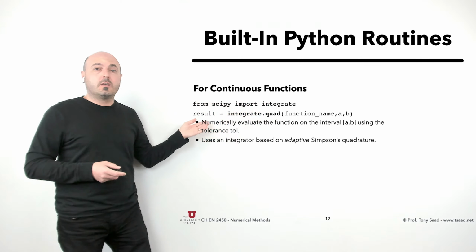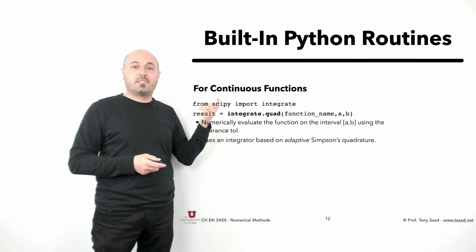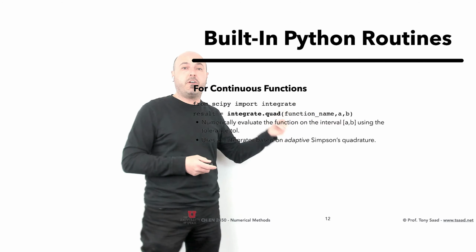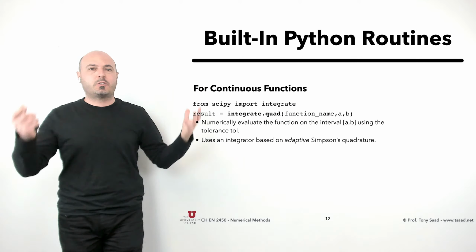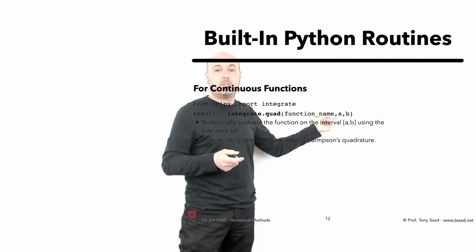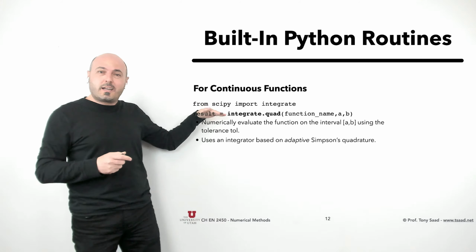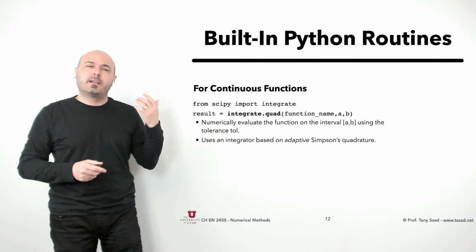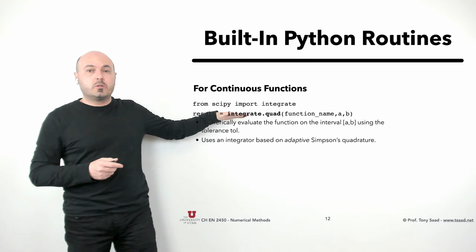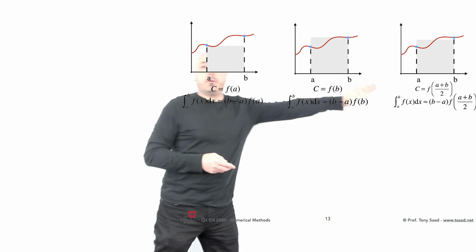For continuous functions, you can use a routine from SciPy called integrate.quad. Quad stands for quadrature, and it's a very simple routine. You give it the name of a Python function. So you would define your function, sine squared x or whatever function that is, and you give it the bounds a and b, and it will do the quadrature for you. It uses some really advanced quadrature methods. So we're going to treat this as the true value. Still not the exact value, but it is as good as it gets. So we're going to compare whatever we implement to integrate.quad for continuous functions. And this is a summary of the three formulas.